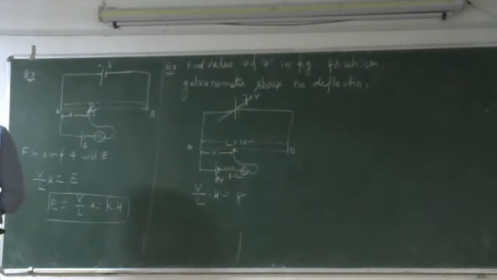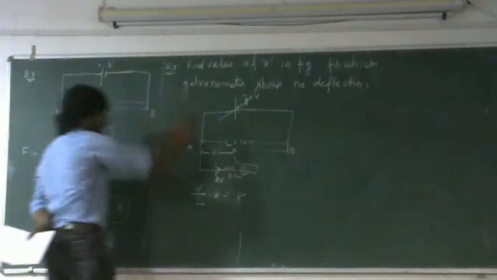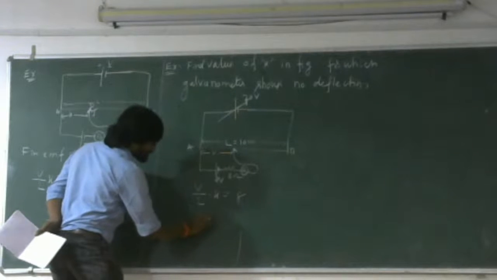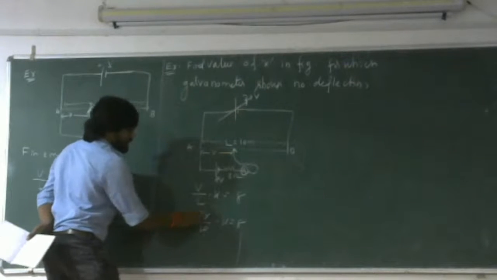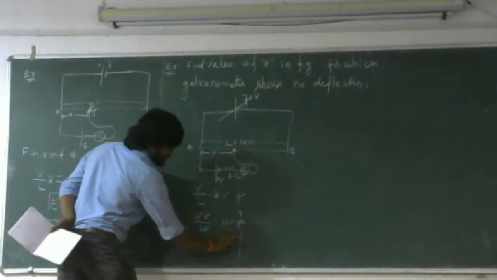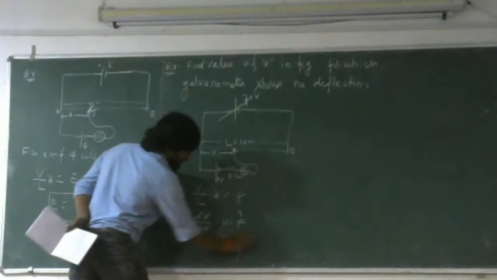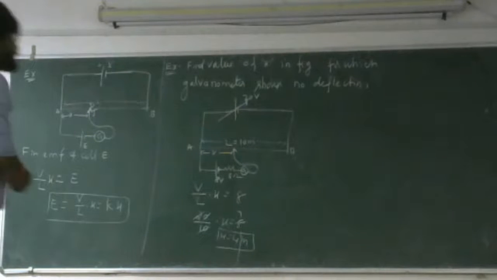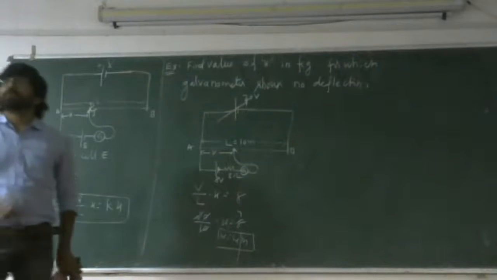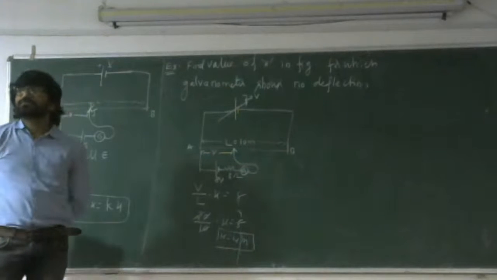Are you following? So here V is given as 20, L is given as 10, and 20 by 10 into x is equal to 8. So x is equal to 4 meter. So for x equal to 4 meter, we will get a null point, a condition where no current is passing through the galvanometer, for these given values.